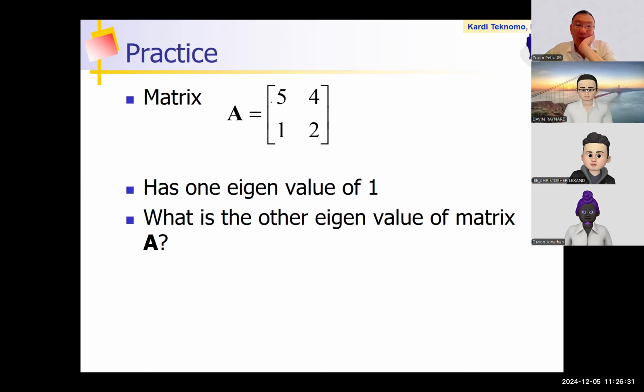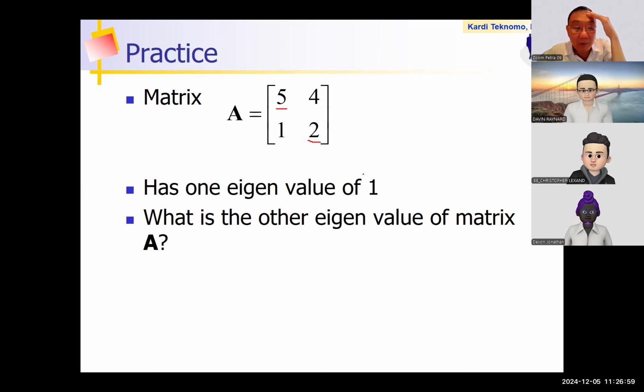What is the trace of this matrix? Trace means the sum of the diagonal entries. So what is the trace of this? 5 plus 2, 7. Yep, so the trace is 7, okay?